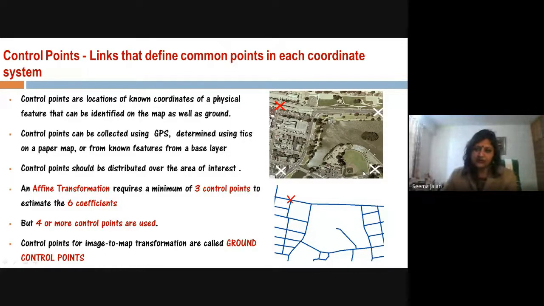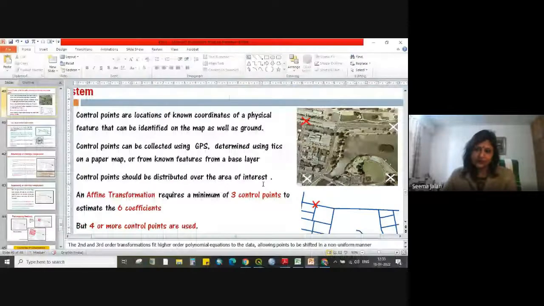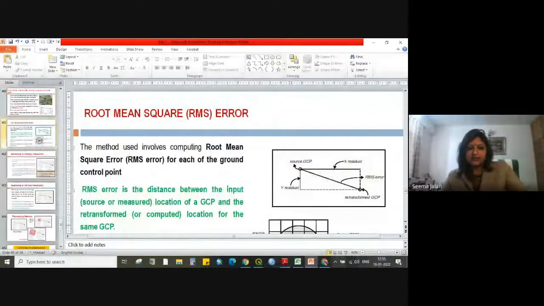You'll always remember that these should be clearly identifiable on your map as well as on the ground. They should be permanent features. They should never be temporary features. They should not be natural features. Even if you are taking it along a lake, it should be a man-made lake with a clear pal and everything, so that you can identify that. You have to bear all this in mind while you are selecting the GCPs.